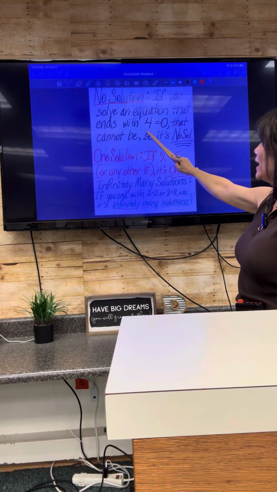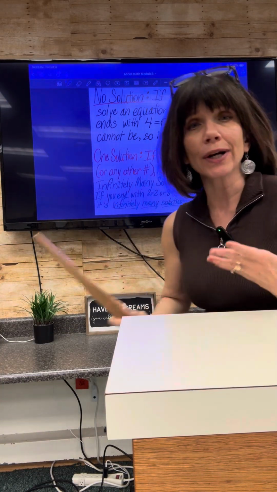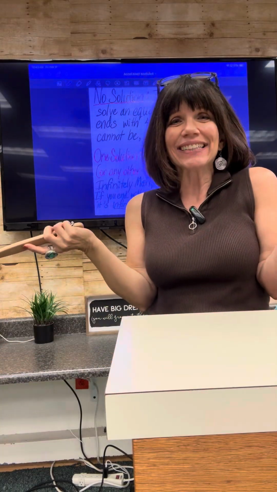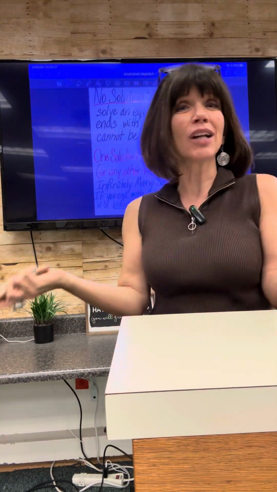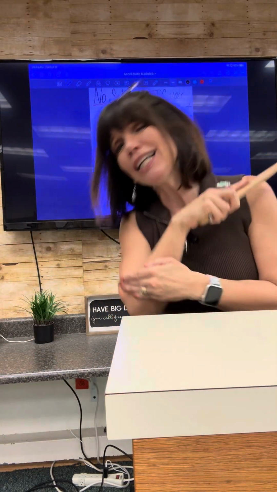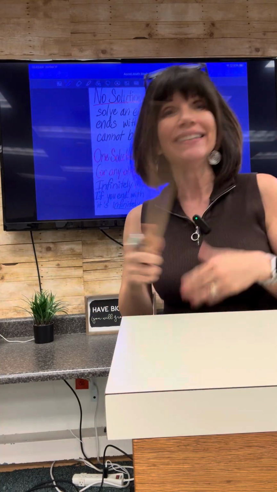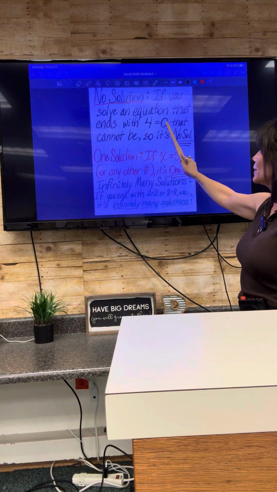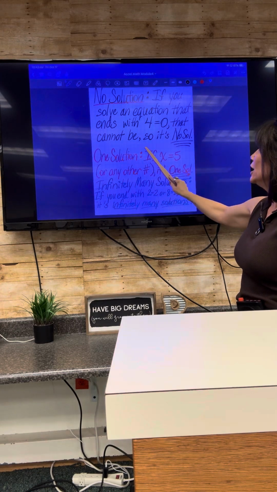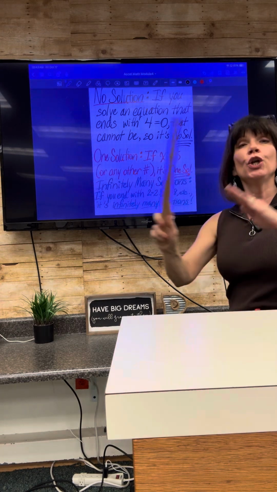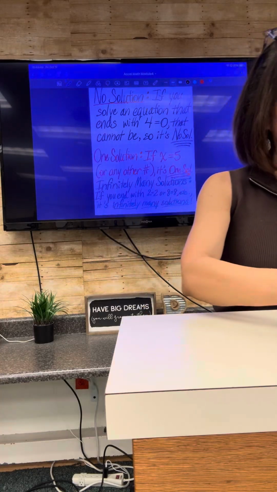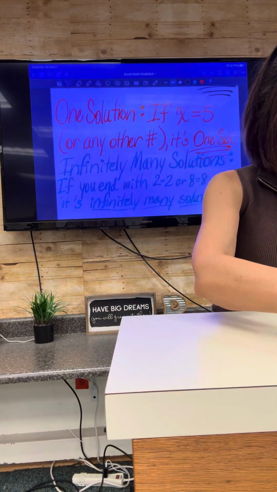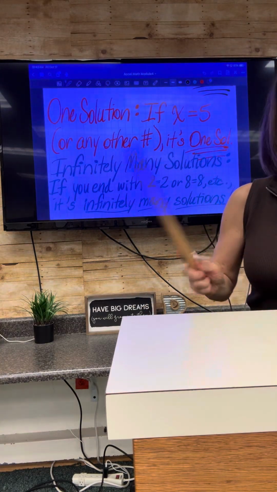If you solve an equation that ends with something like 4 equaling 0, that's nonsense. If it's nonsense, it's not possible. If it's not possible, it's no solution. Not that difficult, okay? So the example I gave was 4 equaling 0. That cannot be. So it's a what? No solution situation.